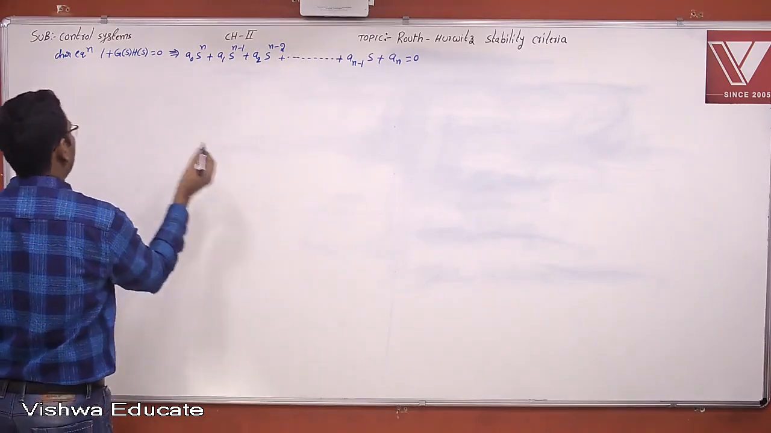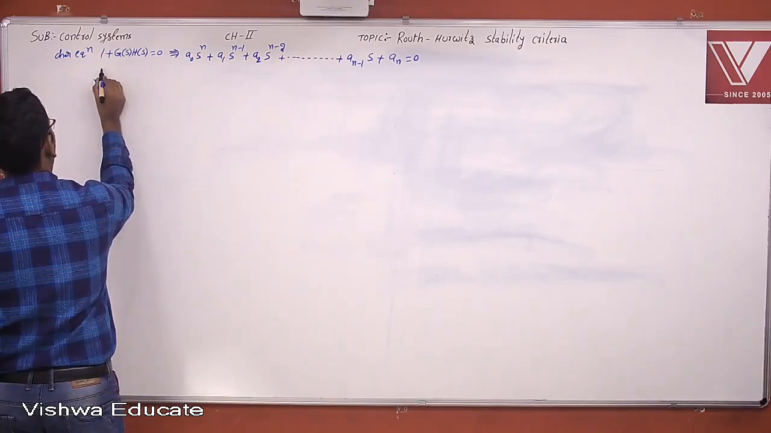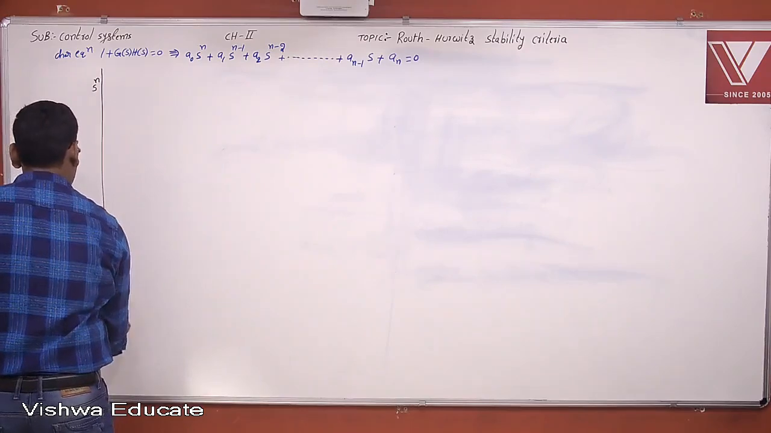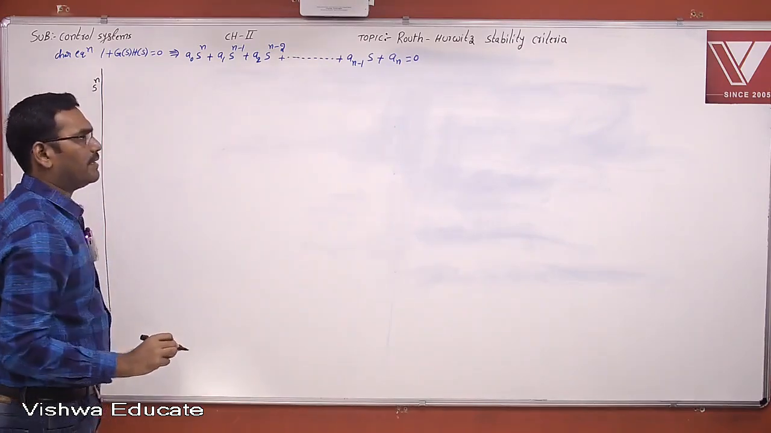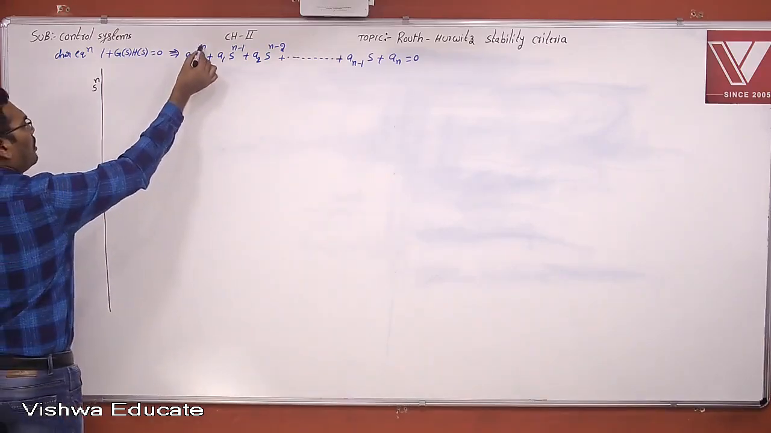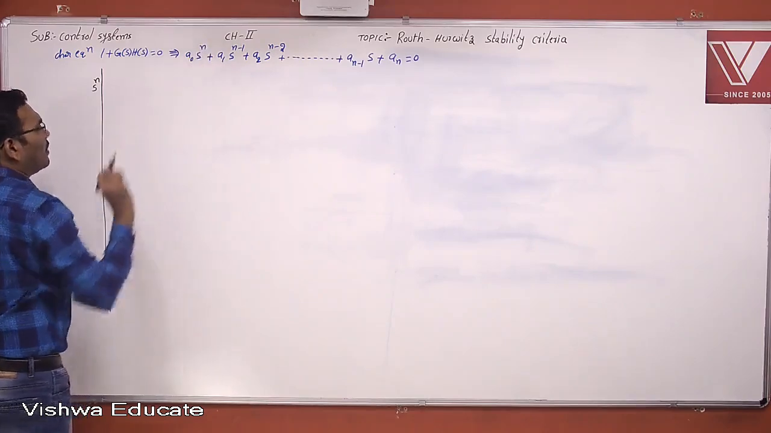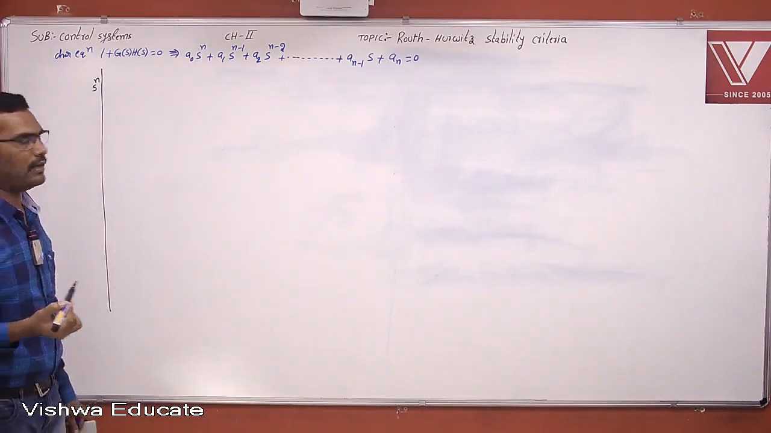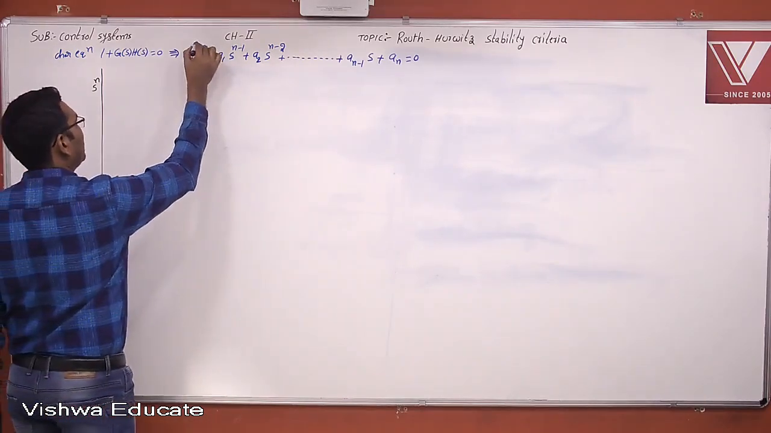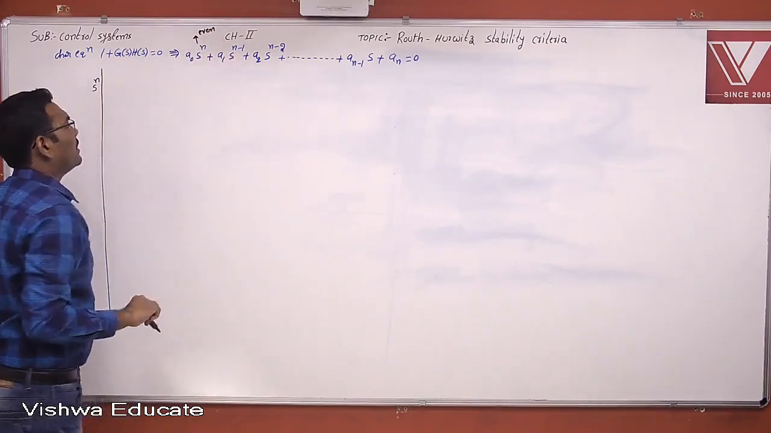Now this is s power n. The highest power in the characteristic equation is s power n. Now see this s power n. First of all, you have to identify whether it is an even power or an odd power. Now let us assume this n is even. I am assuming even or odd, not a problem. Now this n is even.